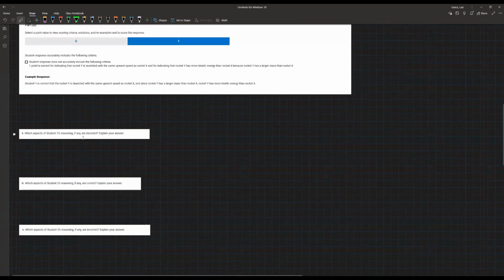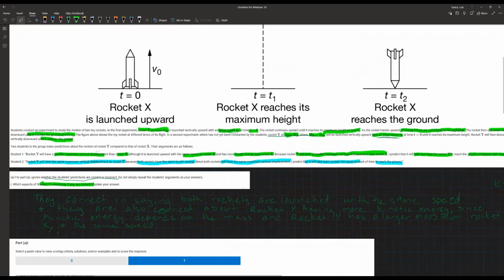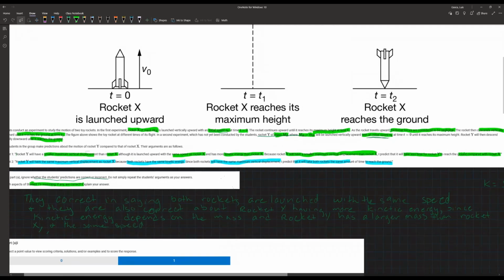Which aspects of student one's reasoning, if any, are incorrect? So let's go ahead and see here in plot twist. I think I already gave you one of them. I'll let you guys think about that. Let me see the chat here. Very good. Straight up the College Board answer. Very nice. Right on the money there. And while you guys are thinking about that one, let me go ahead and copy over their example response.